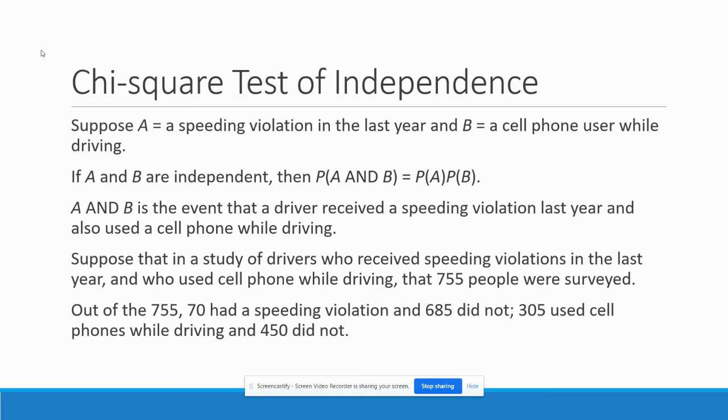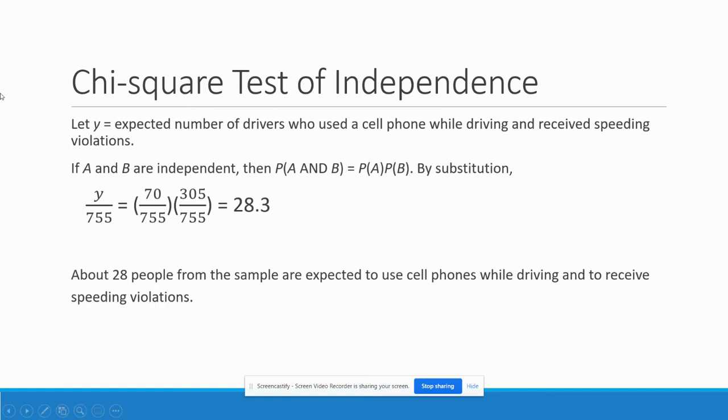So suppose that in a study of drivers who received speeding violations in the last year and who used a cell phone while driving, they surveyed 755 people. Out of the 755 people, 70 had speeding violations, 685 did not. 305 used cell phones while driving, and 450 did not. Okay, so I need to solve this problem. Let y equal the expected number of drivers who did both. They used a cell phone and they got a ticket.